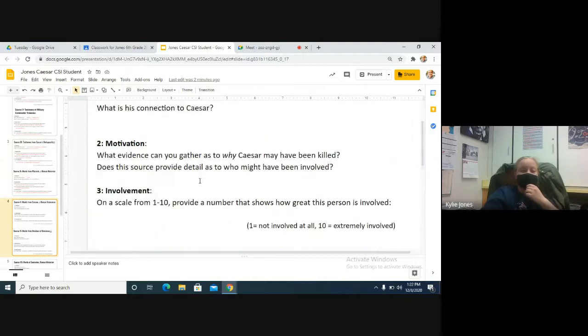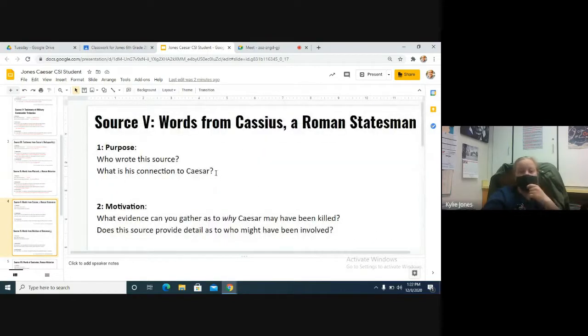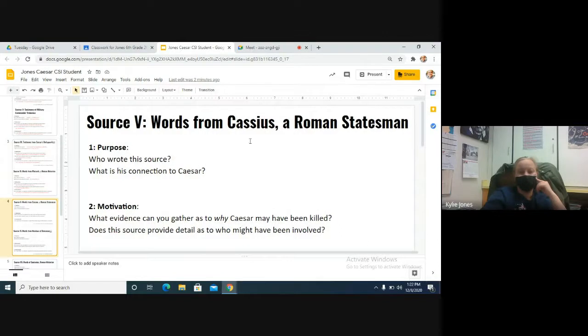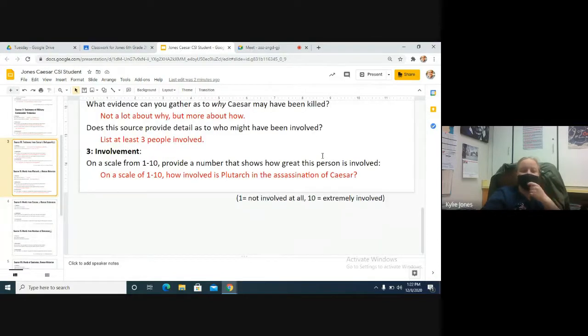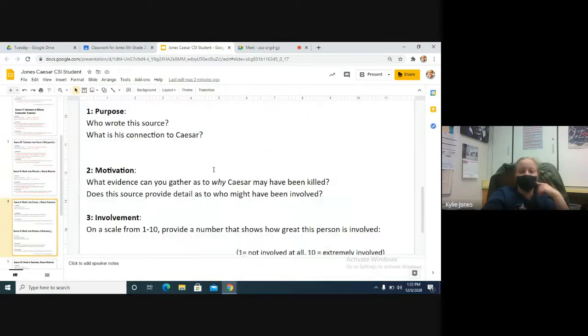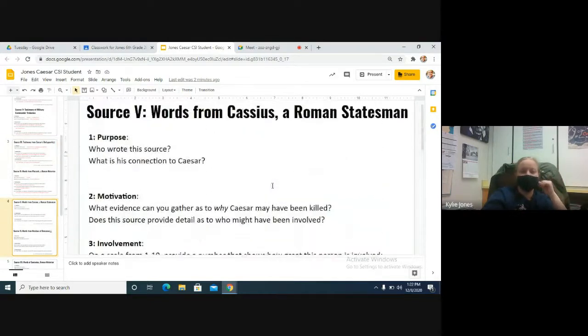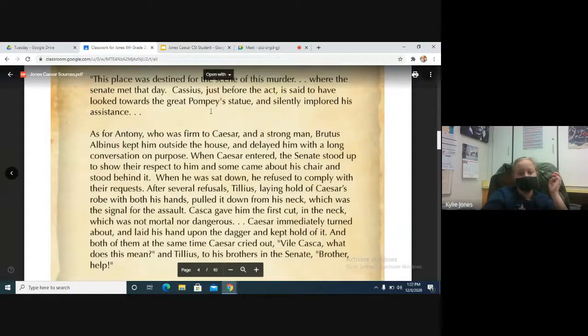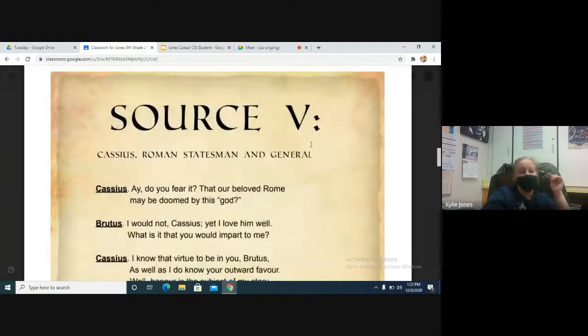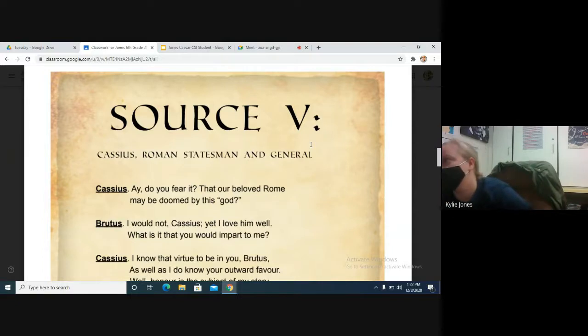So on slide number 4, we are now going to hear from Cassius, a Roman statesman. A statesman just means someone that's part of the Senate. And we're going to answer the same questions. Who wrote it? What was his connection? What evidence? All right, so this is a conversation between Cassius and Brutus. Both of them were part of the Senate, part of the government, part of the people that worked underneath Caesar. Okay? Are you ready?